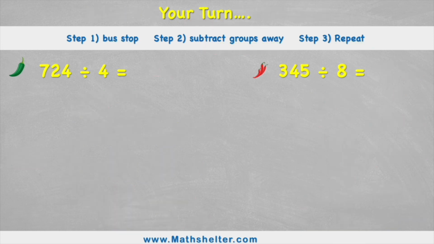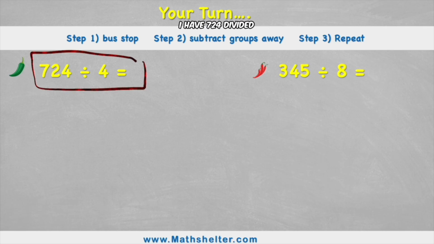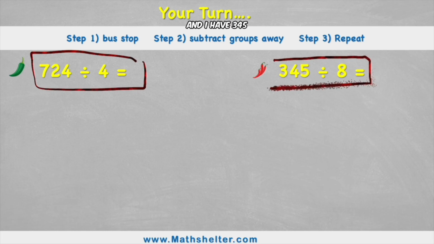Now it's your turn. Have a go at answering these 2 questions here. I have 724 divided by 4, that's our green chili challenge, and I have 345 divided by 8 as my red chili challenge. Have a go at answering them. Put your answers in the comments section. I'm going to try and mark them all. Press pause on the video now. Good luck.